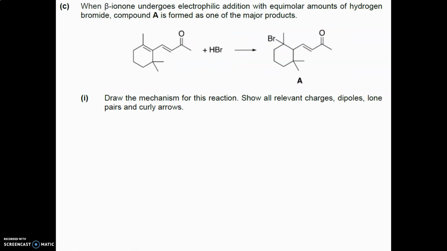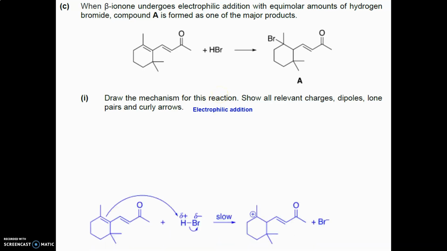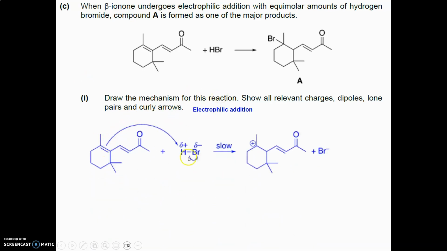Part C, when beta ionone undergoes electrophilic addition with HBr, it forms A. So draw the mechanism, show the relevant charges, dipoles, lone pairs, and curly arrows. Even if the question did not give you the name, or did not prompt you, the first thing you should write is the name of the mechanism. The second thing to take note of is the arrows. For free radical substitution, our initiation step is shown using half arrows, which show the movement of 1 electron. For any other mechanism, you need to show using full arrows.